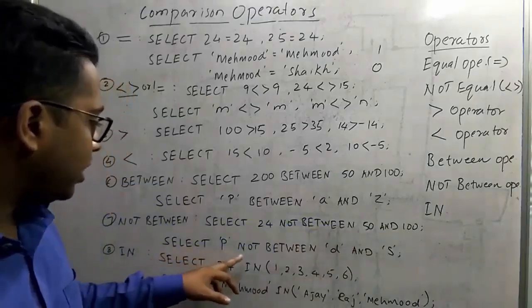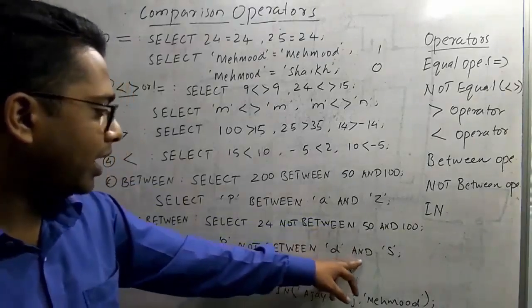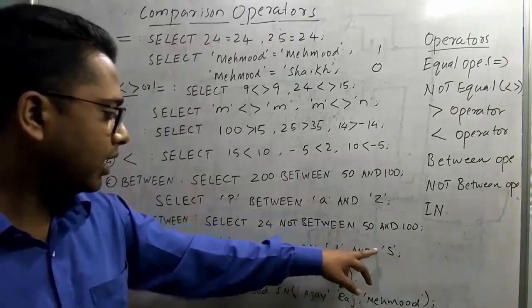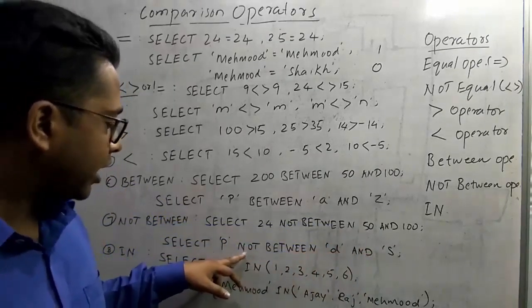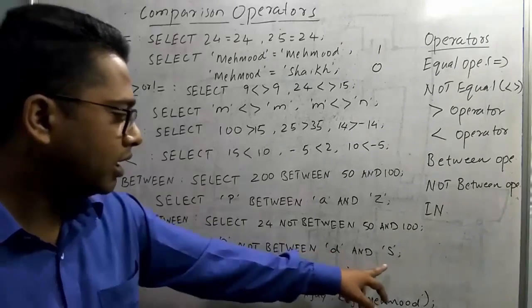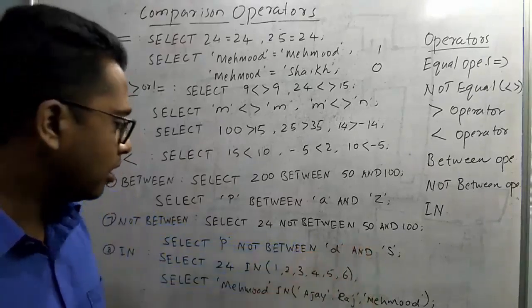Okay, select 'p' not between 'd' and 's'. Since P comes between D and S, that's why this statement will also become false. Because P comes under D and S, that's why it will return a value of 0.